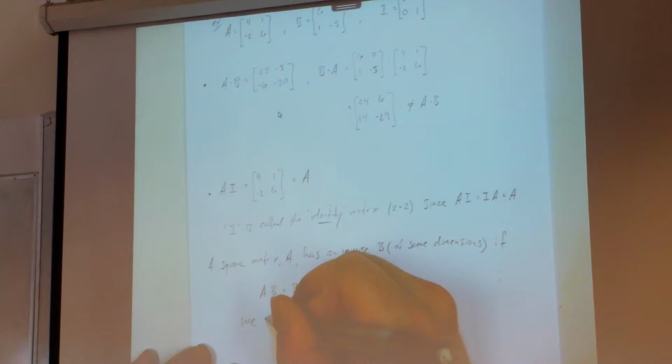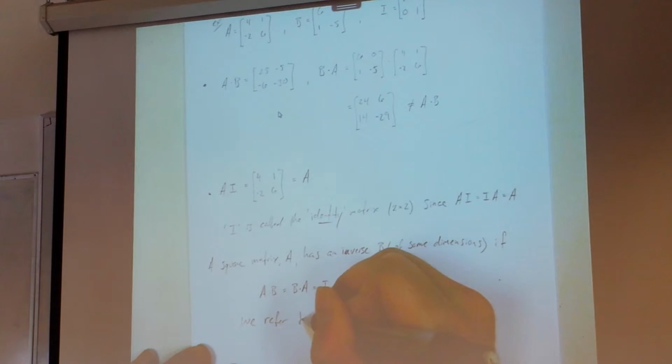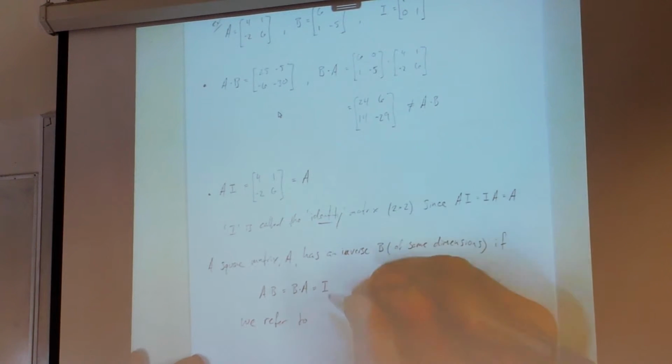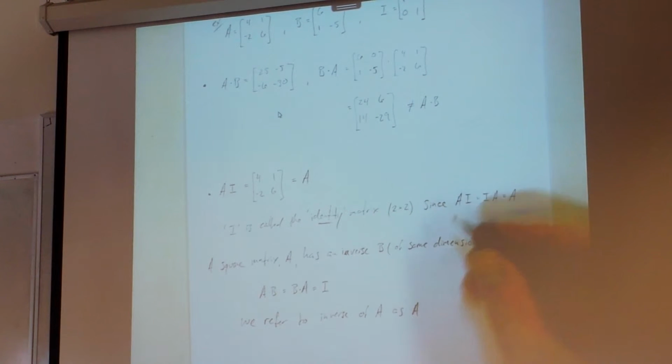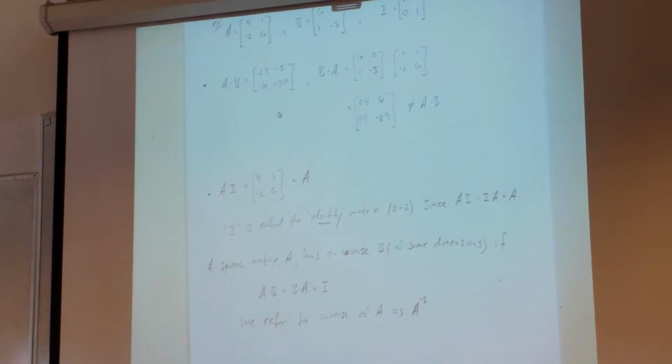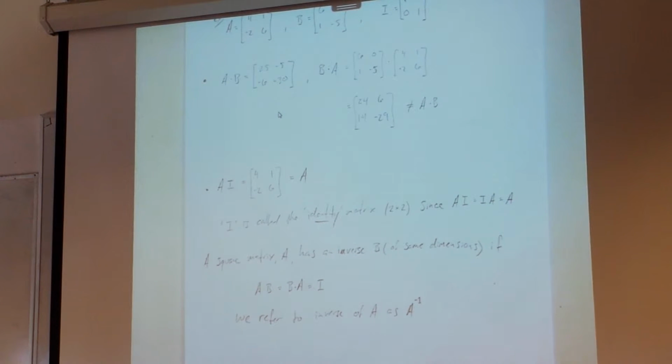Notation-wise, we refer to the inverse of A, if it's invertible, if it has an inverse, just like the transpose, using a superscript -1, like a reciprocal almost, right? Like two numbers, 2/3 and 3/2, multiply together to give me 1. Sometimes you call that the reciprocal, the multiplicative inverse.